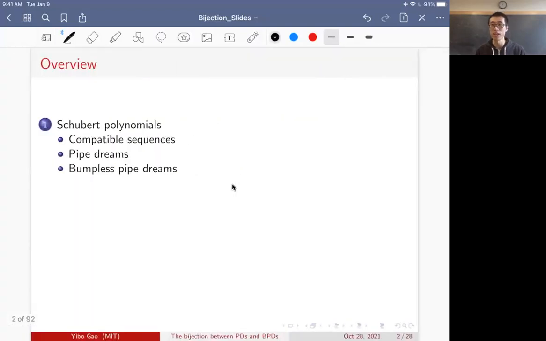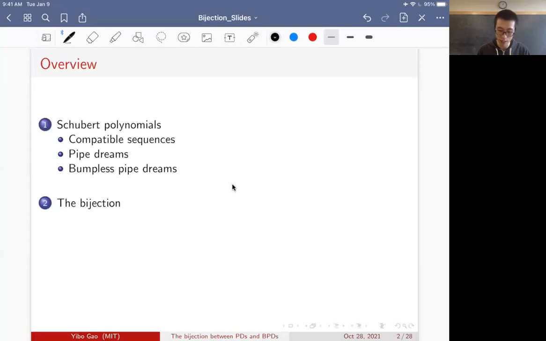So for the agenda, I'm going to first introduce Schubert polynomials and some combinatorial models to compute Schubert polynomials, and then just tell you the bijection. I also want to apologize to the experts in this room because this talk is designed to be completely understandable and will have a lot of reviews for the experts. If you have any questions, feel free to interrupt me at any time.